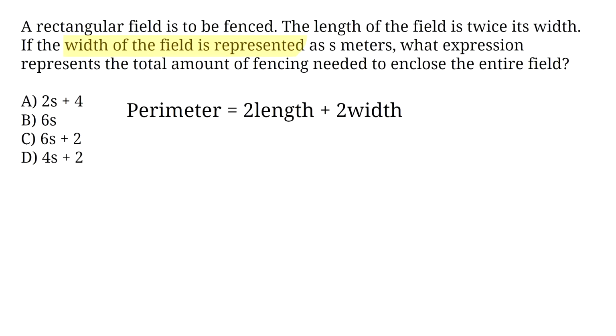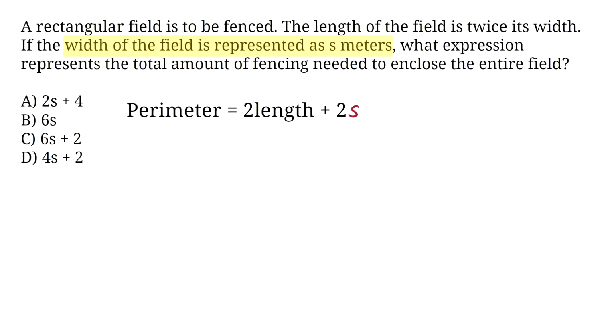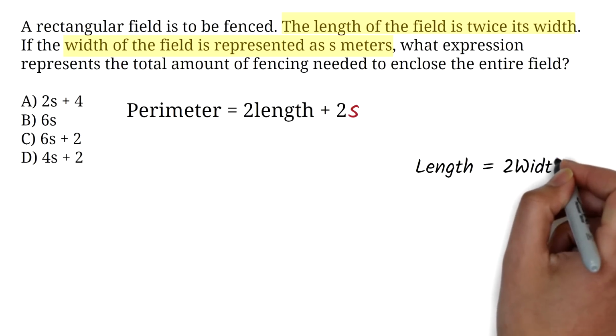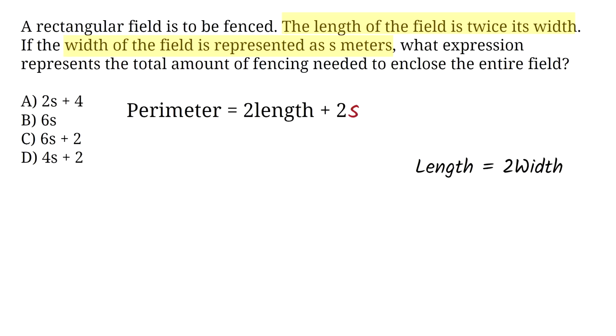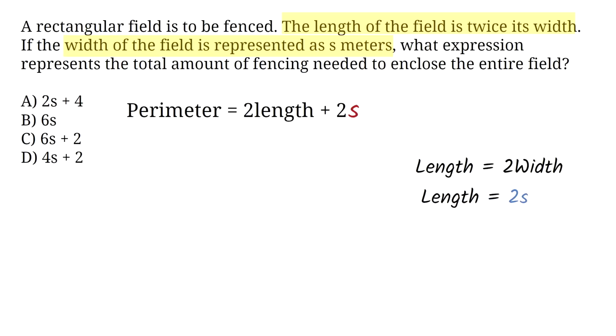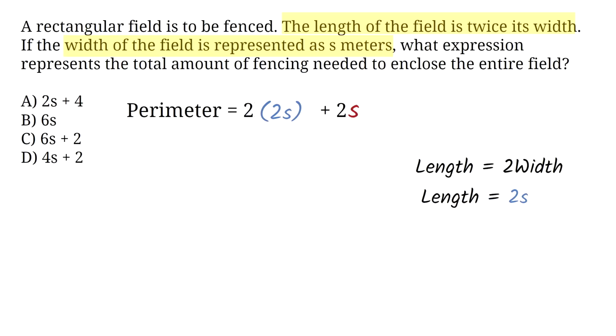From the question, we are told that the width is S, so we can replace the width with S. We are also told that the length of the field is twice its width. So length equals 2 times width. But we know that the width is S, so length equals 2S. We put this into the perimeter formula. We have 2 times 2S, plus 2 times S.